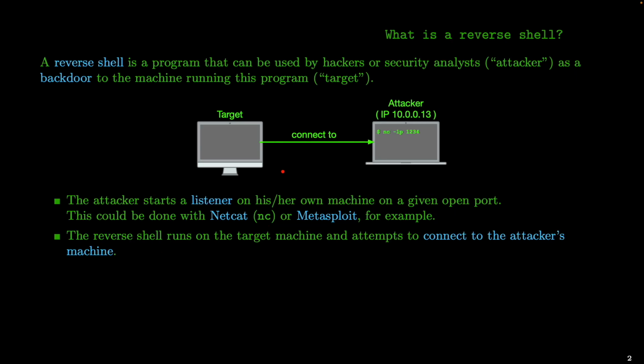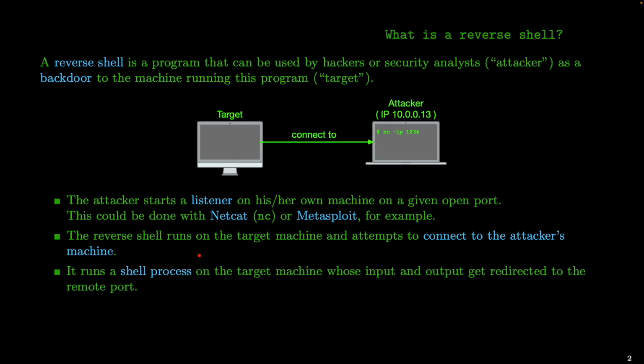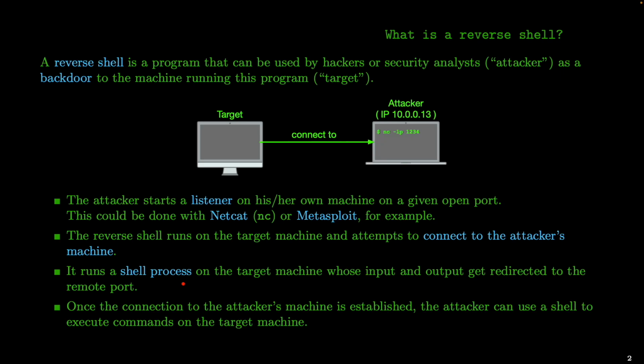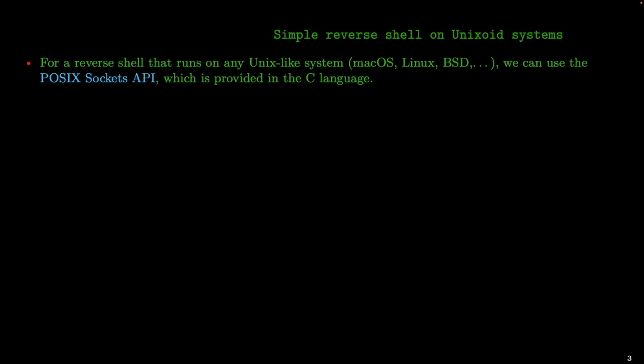And when the reverse shell runs on the target machine, it will try to connect back to the attacker's machine. And then it runs a shell process on the target machine whose input and output get redirected to the remote port on the attacker's machine. So once this connection is established, the attacker can then use the shell to execute commands on the target. For a reverse shell on Unix-like systems, such as macOS, Linux, or all the different BSD flavors, we can use the POSIX sockets API, which is provided on all of these systems written in C.